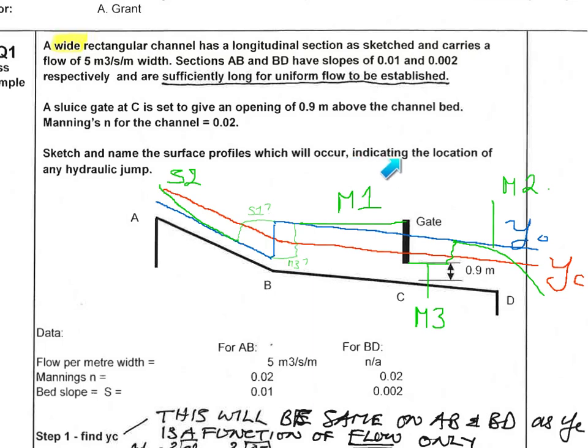If it said calculate the distance of any jump from B, for example, or C, then we would have to not only identify where the jump was occurring, but also do a gradually varied flow length calculation, which we will talk about later.